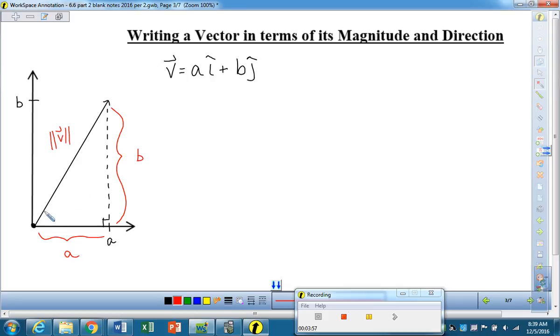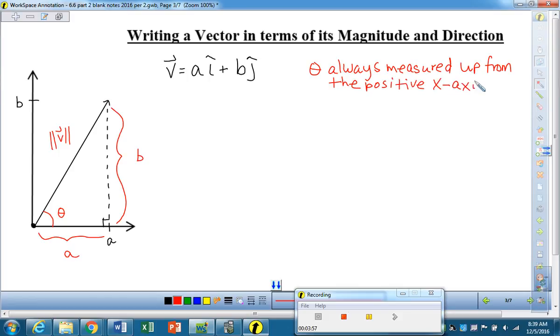The final thing that we're going to label in this picture is a little angle theta. In these situations, theta will always be measured up from the positive x-axis, just like what we normally do with theta in a diagram like this.